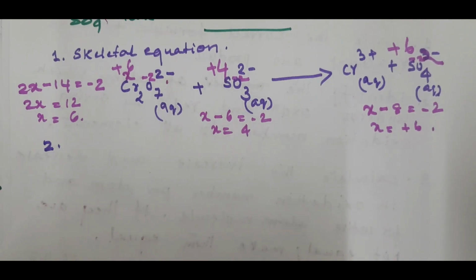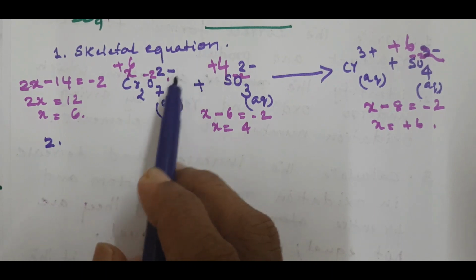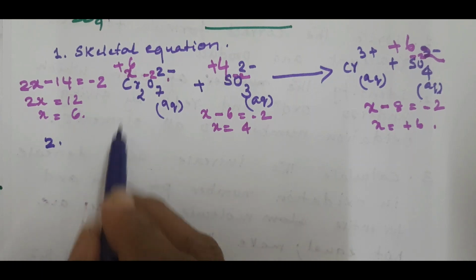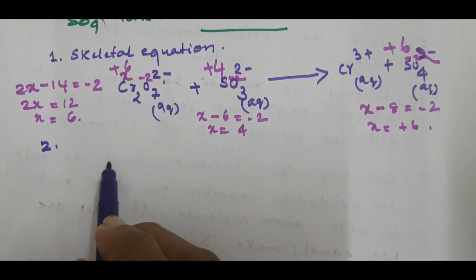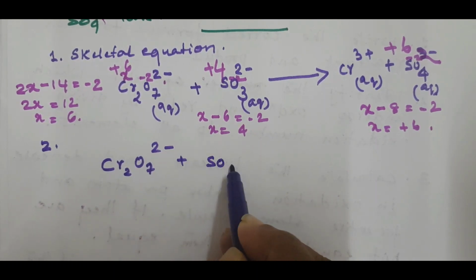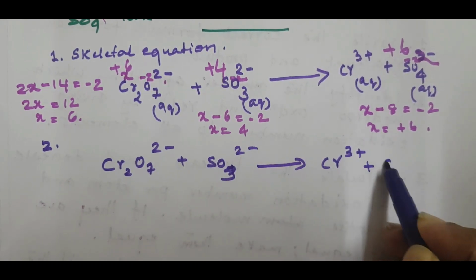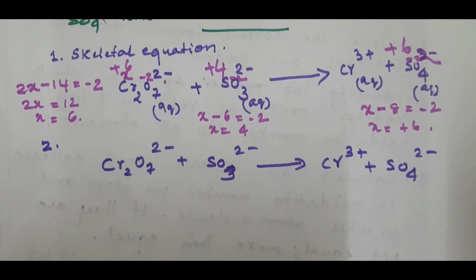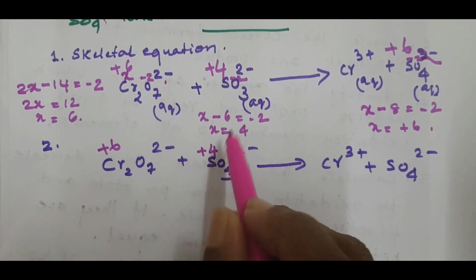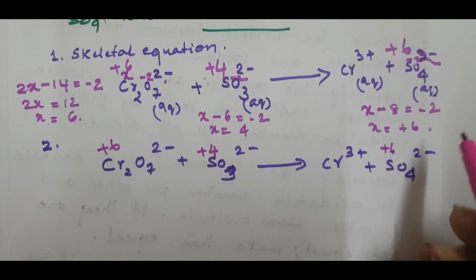Okay. Now, we will move on. Correct. Second step. In the second step you have assigned the oxidation number, correct? So I will write it once again because this is somewhat confusing for you. In the second step: Cr2O7 2 minus plus SO3 2 minus will give you Cr3 plus, SO4 2 minus, correct? And what is the oxidation number? That is plus 6, then plus 4, isn't it? Then Cr3 plus, and here the sulfur is how much? Plus 6, correct? So this is the second step.